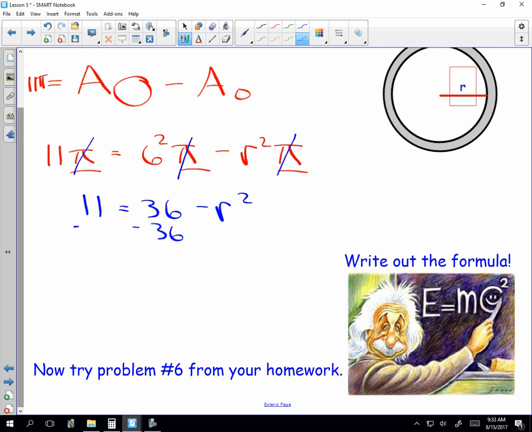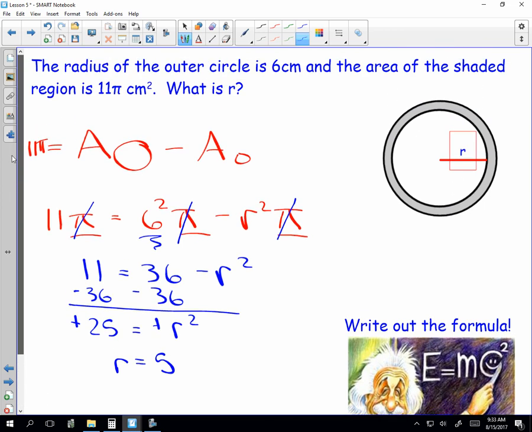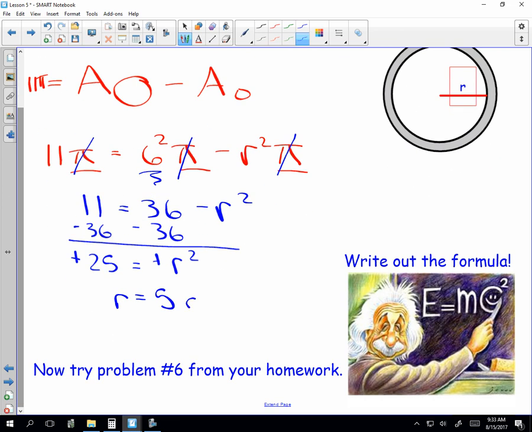Subtract 36 from both sides. We get minus 25 equals minus r squared. Divide out the negative 1 to make them both positive, and then we will square root both sides. When we square root, we get r equals 5. Now, does that make sense? Always check your answer. Is 5 less than 6? Yes, so that makes sense. It looks like a good value, and here we're dealing with centimeters.